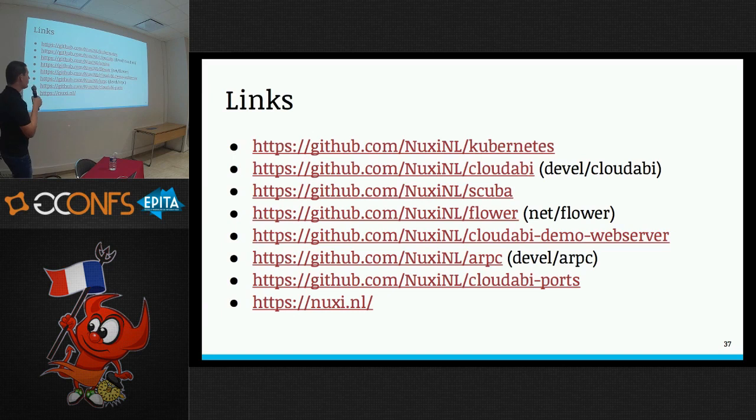So here's a bunch of links to GitHub repositories. The patched-up Kubernetes source, the CloudABI definitions, Scuba Flower. A lot of these things are already in FreeBSD ports. And if they're not, a main reason is because they are CloudABI binaries, and those are packaged in a separate repository that you can just add to package through a config file. So this is actually all my slides.